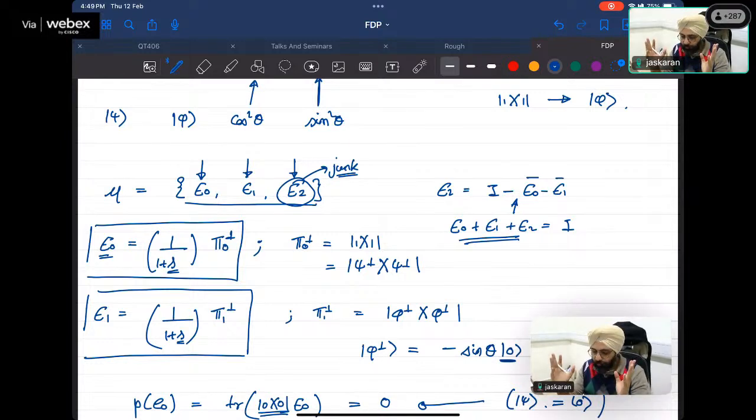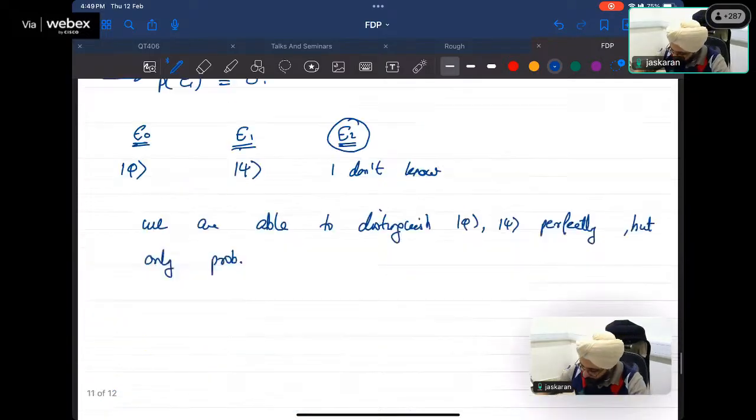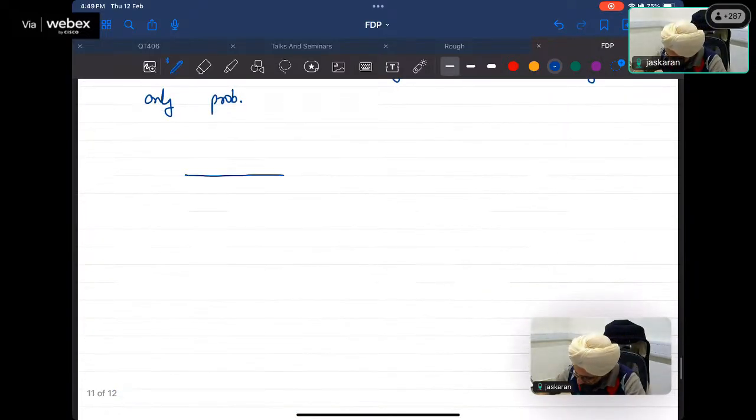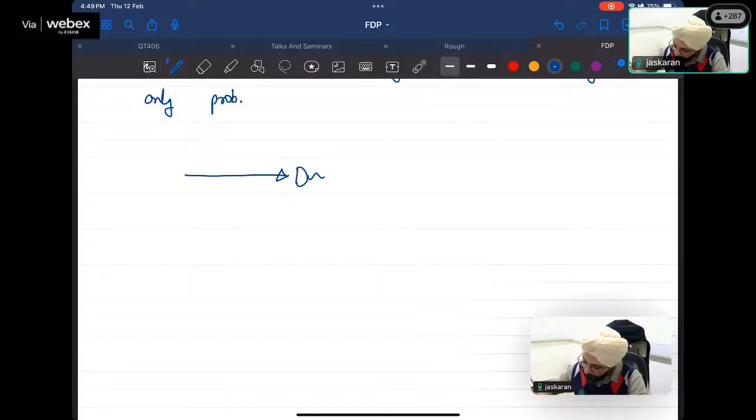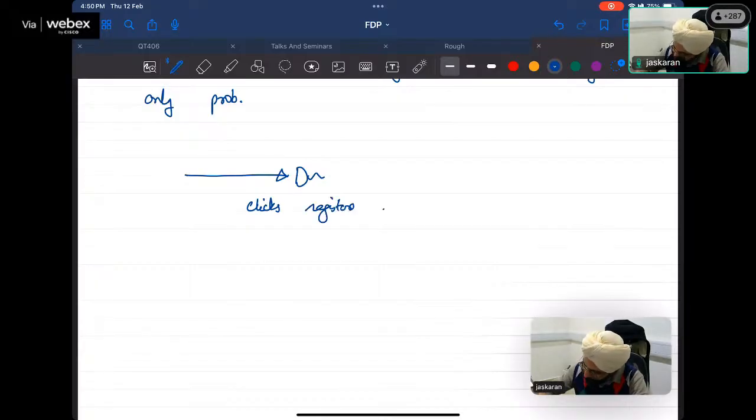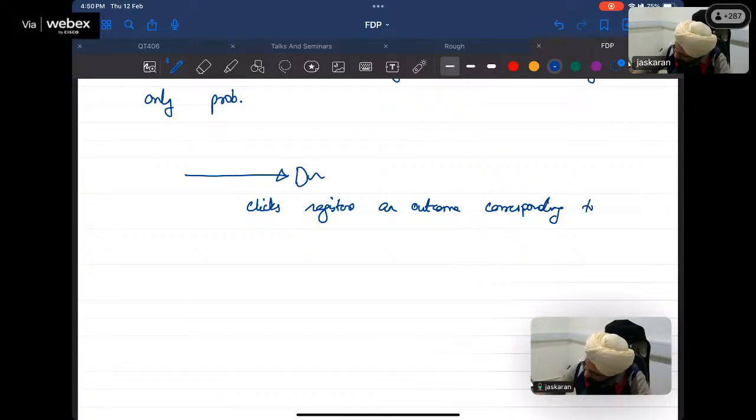So if I look at this in an optical scenario, let's say I have a photon which is traveling along a path, and I have a detector D. Then what can happen is either the detector clicks and registers an outcome corresponding to 0, or it registers an outcome corresponding to 1.